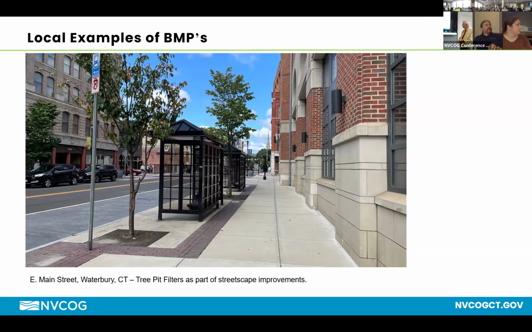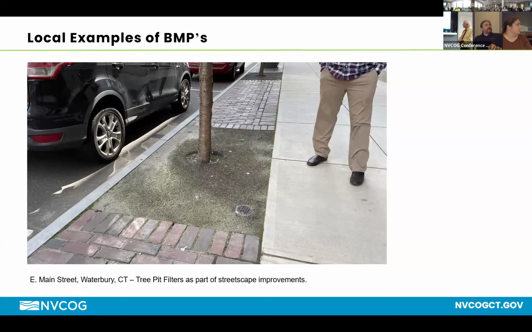Next picture, please. And there's a close-up of the tree pit filters, which I'm sure the NVCOG folks will be able to direct people to if they want to go out and take a look at it themselves after this. But it's an idea where you can incorporate some of this stuff into a downtown streetscape. You can still have it be functional for the public, for pedestrians, but it can also have a stormwater purpose. Next slide, please.